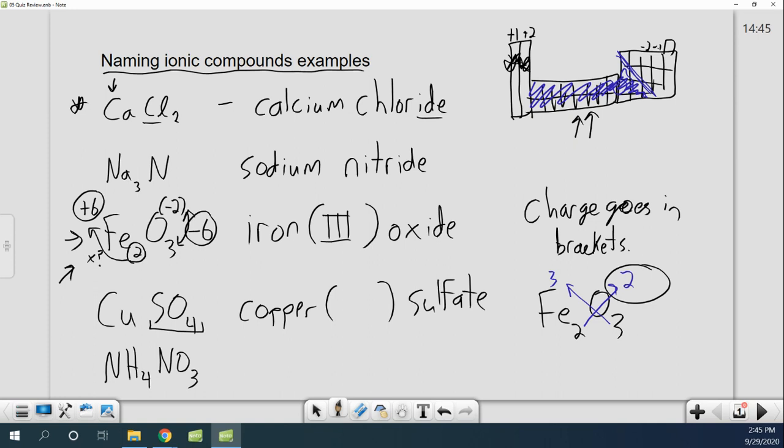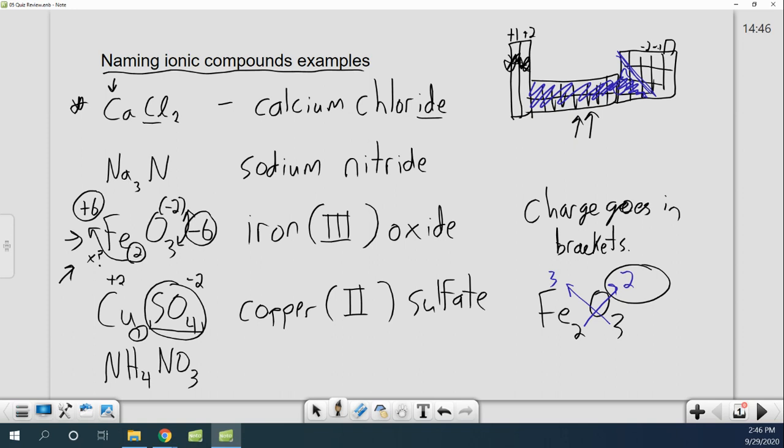You'd look up sulfate, and it turns out this entire thing, SO4 as a chunk, has a total of -2 charge. So if SO4 is a -2, copper has to be a +2. And because I've only got one of them, there's an invisible one there, that means that copper is the only one that can have the charge. It has to have +2. I'm not dividing by anything. So it's a copper 2 sulfate.